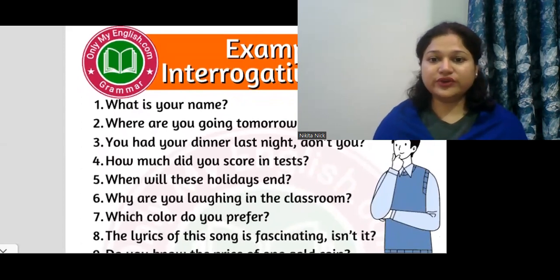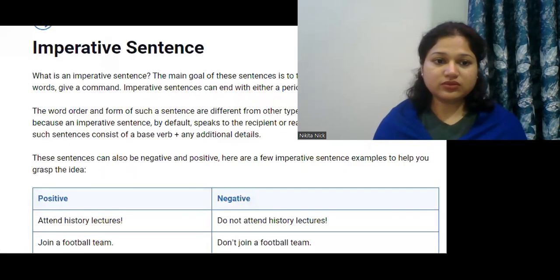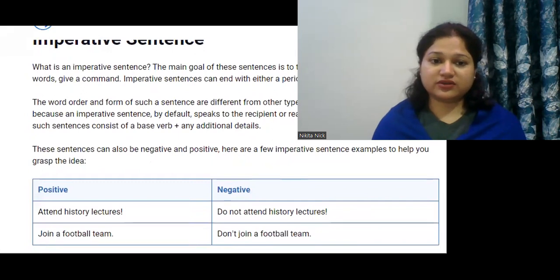Okay. Now we're going to learn about imperative sentences. So let's get started with imperative sentence. What is an imperative sentence? The main goal of this sentence is to tell others to do something, or in other words, give a command. It can end with either a period or an exclamation mark. It could be any one of them, period or exclamation mark.